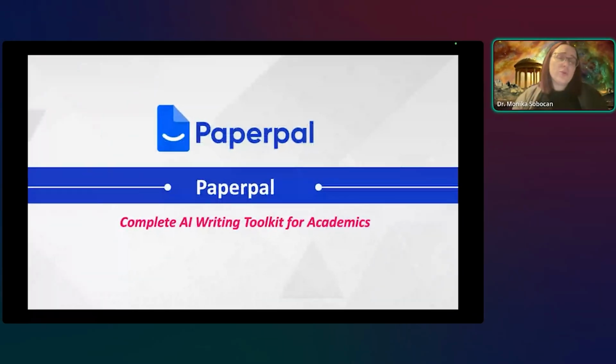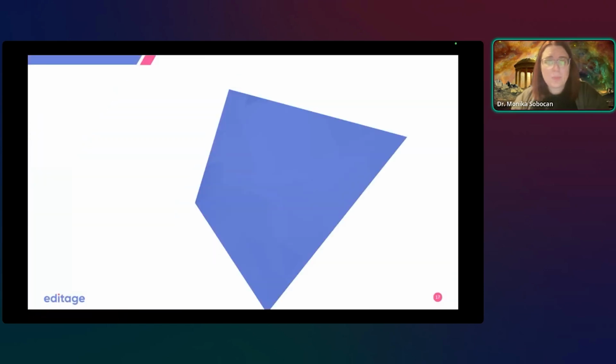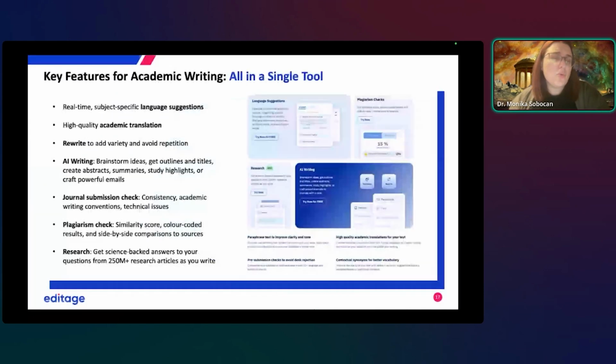So one of the tools that is available to do this also is Paperpal. An AI writing toolkit for academics. And with Paperpal, you are able to use in a single tool the rewriting, then the translation if you haven't written it right away in English.